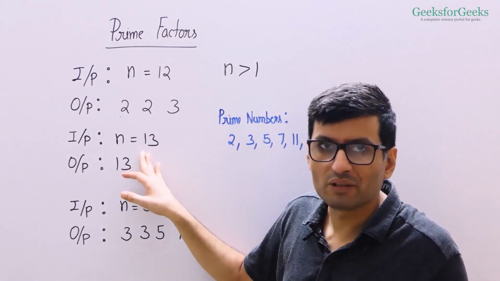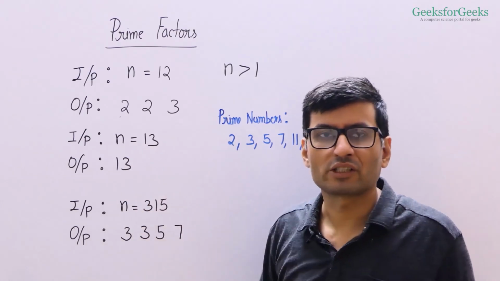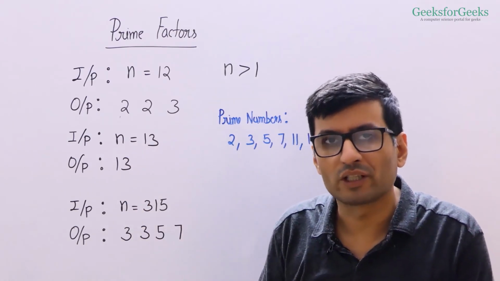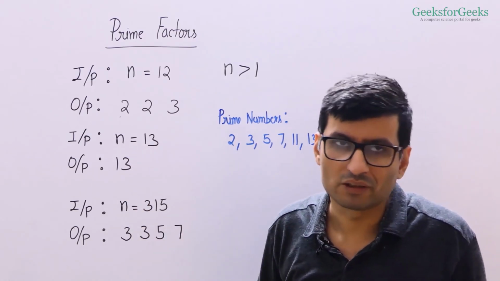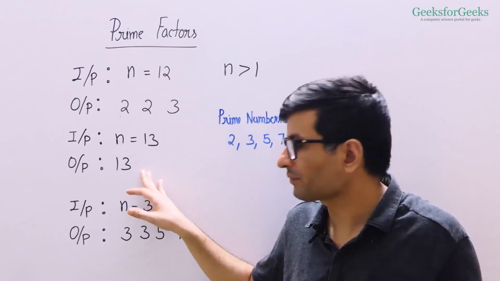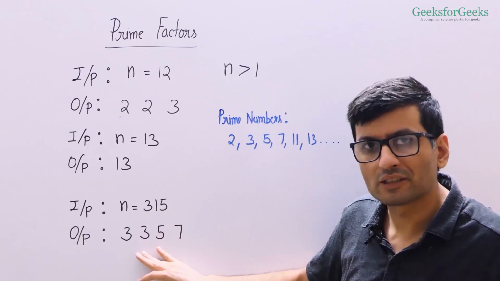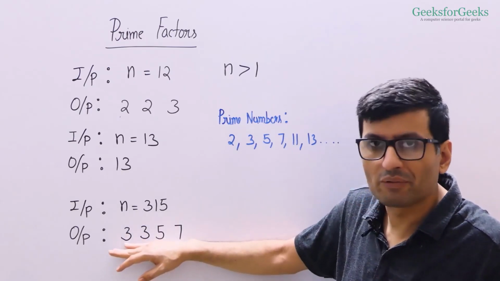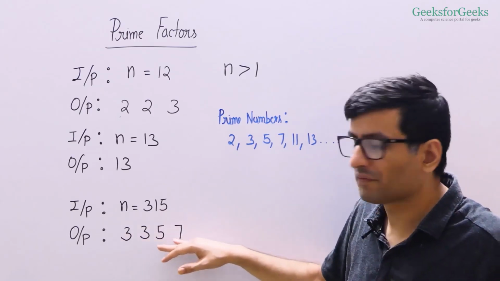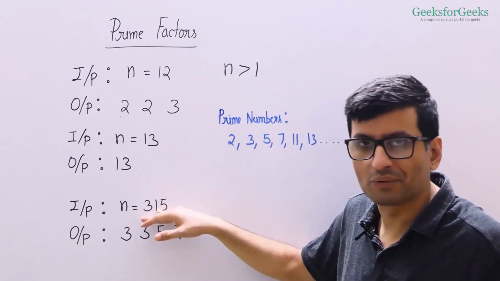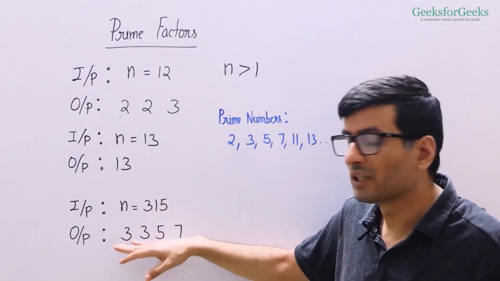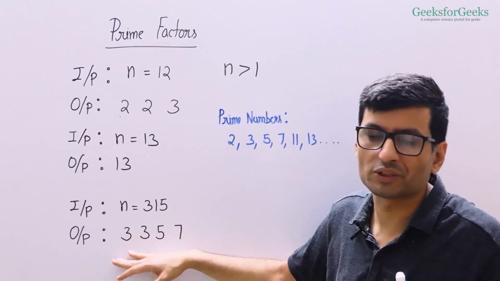Let's take another example, n equal to 13. So its only divisors are 1 and 13, but 1 is not a prime number. So we are going to write only 13. Let us see this example. It has multiple divisors, but the prime divisors are 3, 3, 5, 7. 9 is also a divisor of it, but we are not writing 9. We are writing only the divisors which are prime.